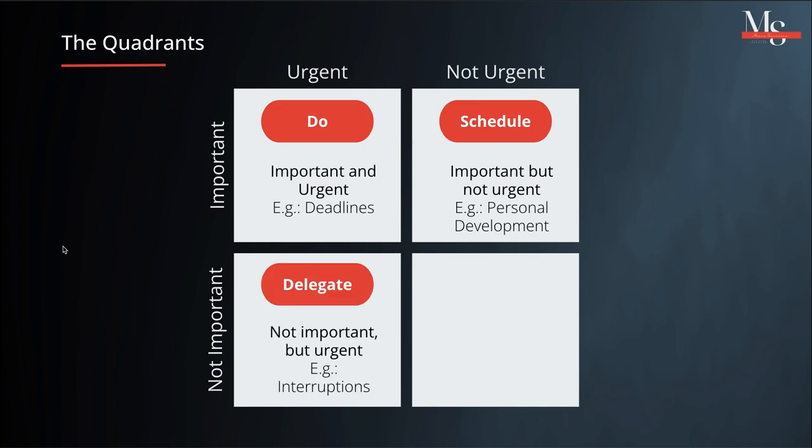In the third quadrant, those are tasks that are urgent but not necessarily important. Those are often distractions, interruptions, or other people's priorities that may not align with your own goals.